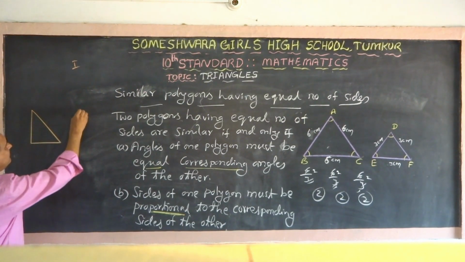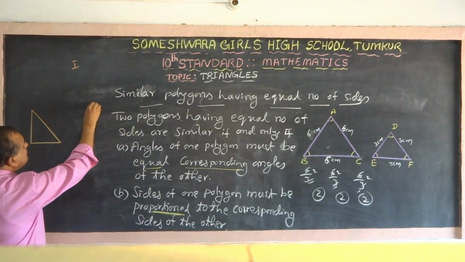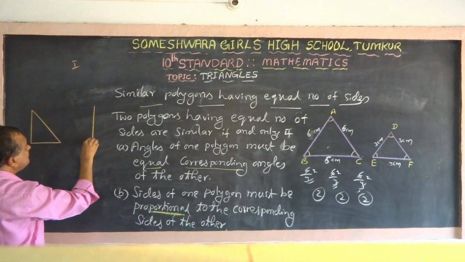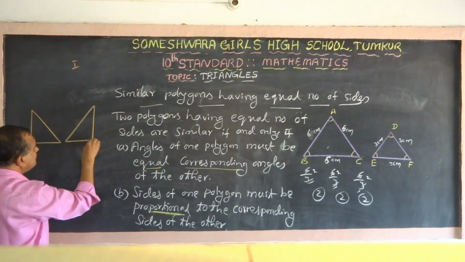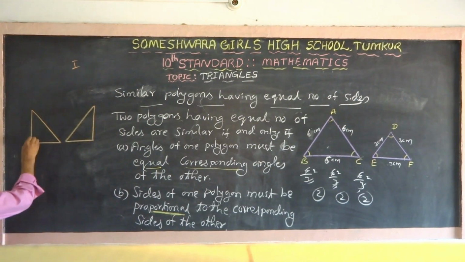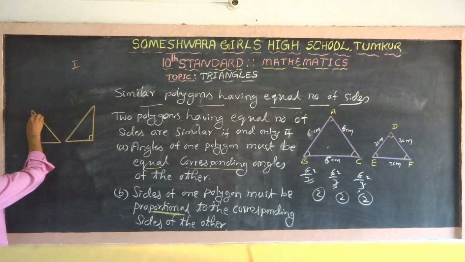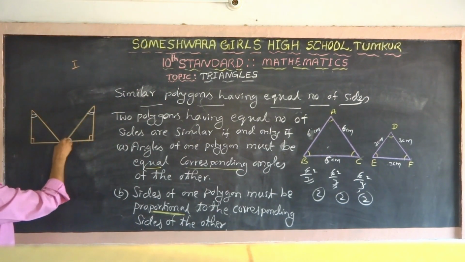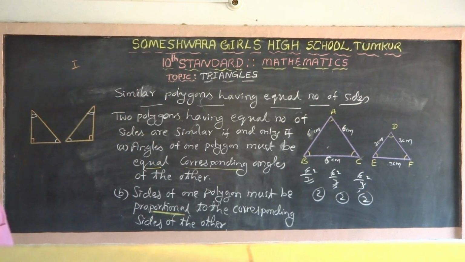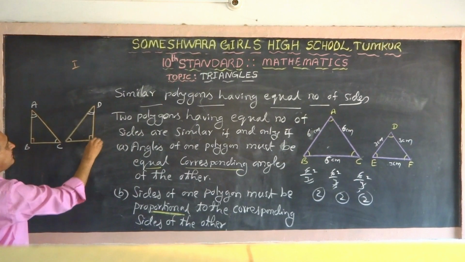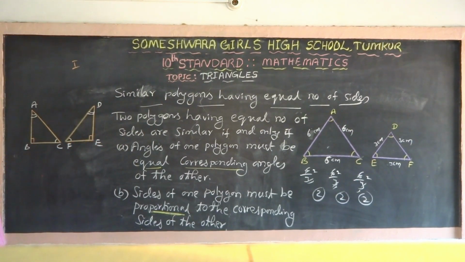Consider this one triangle. Consider this another triangle. Say these two are right angle triangles. So now, to verify the similarity of these two triangles, see these two angles are equal and these two angles are equal. A, B, C, D, E, F. Is it right?